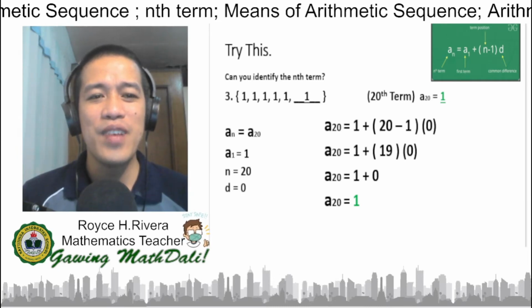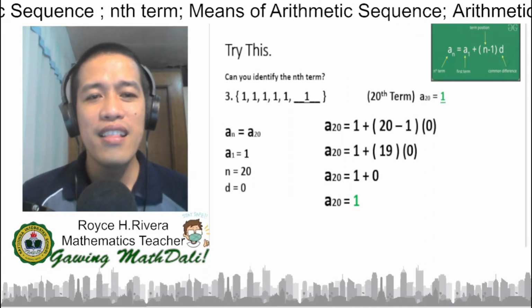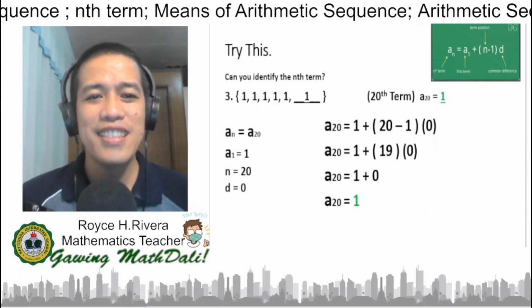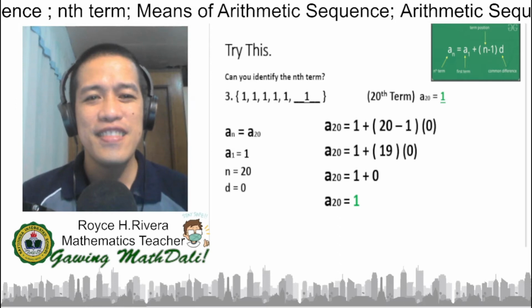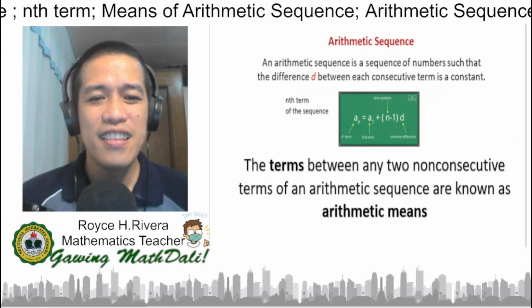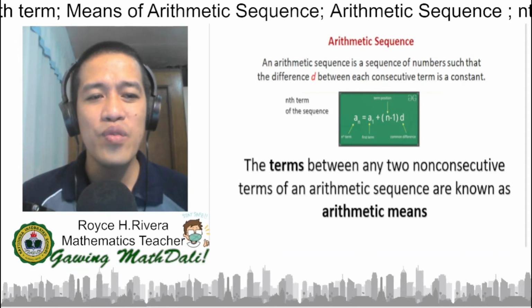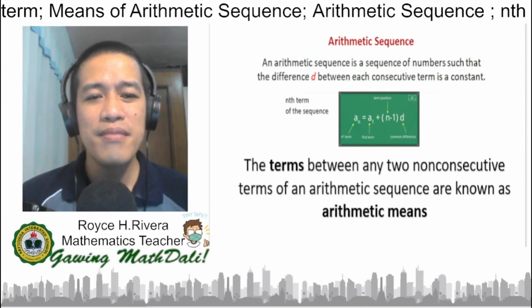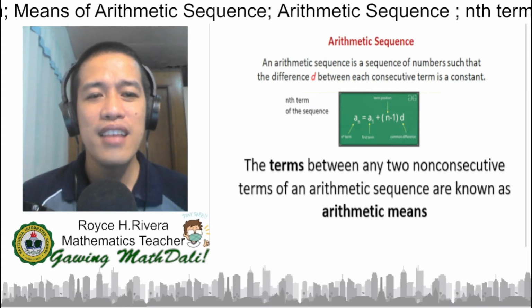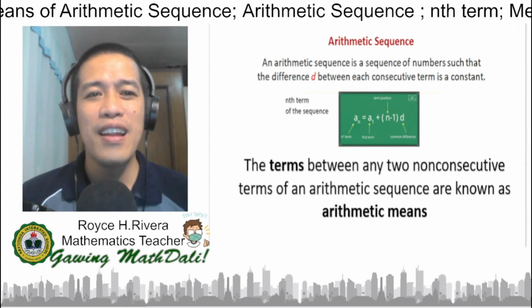Sana nasundan nyo at nakuha nyo kung paano gamitin ang formula for getting the nth term of an arithmetic sequence. Third definition, the terms between any two consecutive terms of an arithmetic sequence are known as arithmetic means. Ito ang halimbawa.